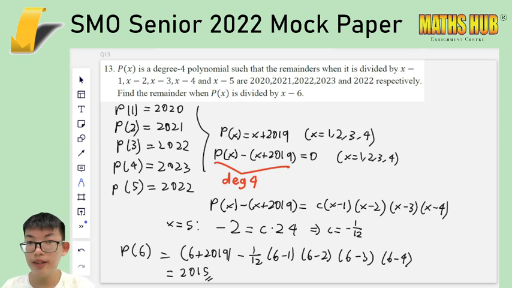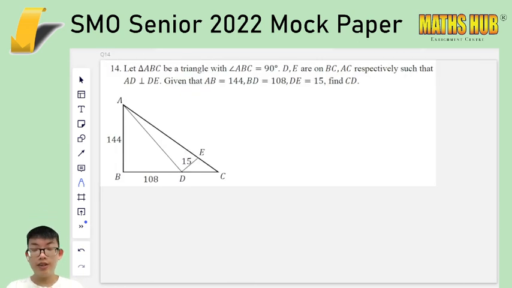Alright, question 14. Now, to be honest, when I said question 14, it was meant to be a trigonometric problem. And then shortly after that, I realized there was a much simpler solution. So I'm going to go with the much simpler solution here. Let's mark out the pair of right angles which are important enough here. We can also note that 108 to 144 is in a 3:4 ratio. So it's a 3-4-5 triangle, and this hypotenuse AD will be 180. So I'll put that in first.